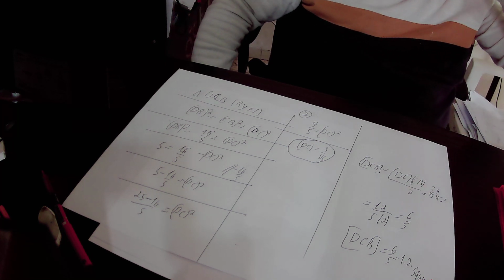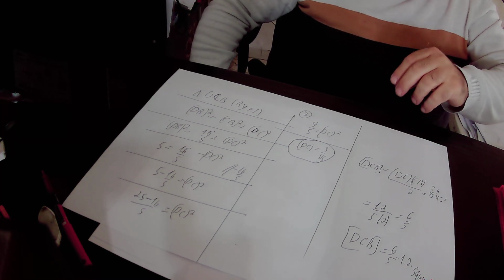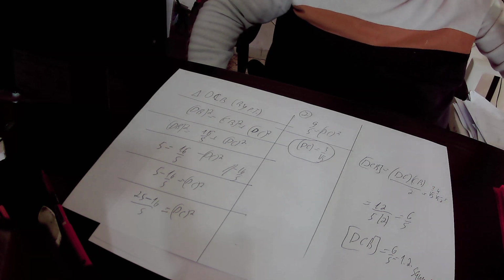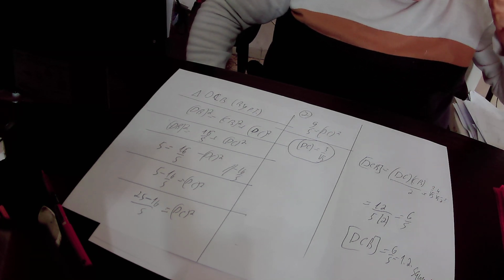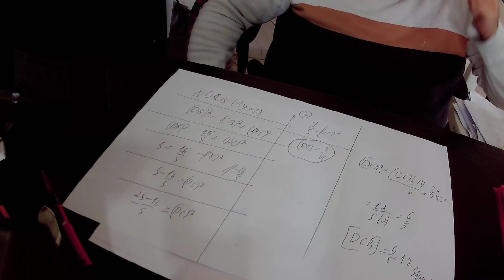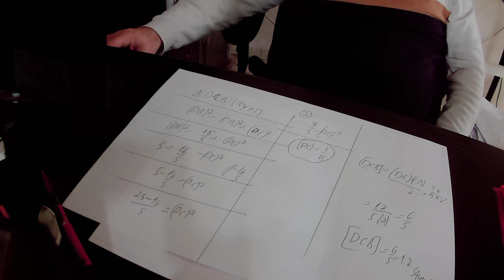So in conclusion, the area of the blue right triangle DCB equals 6 over 5 units, or in terms of numbers it is equal to 1.2 square units. So in both methods we arrive at the same result. Okay, thank you very much.